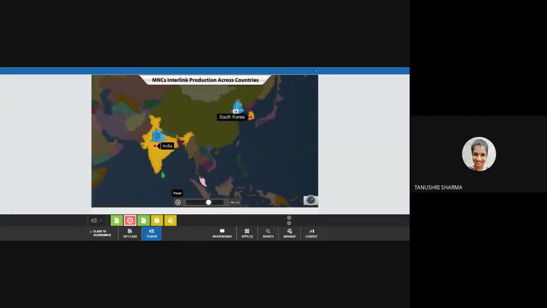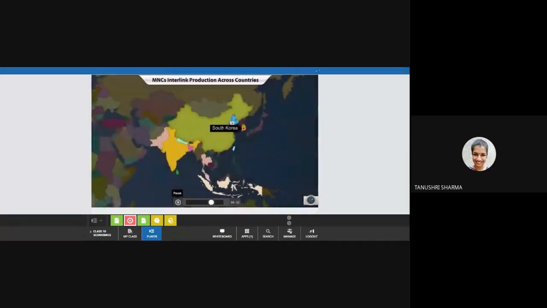The MNCs spread their manufacturing units by setting up assembly plants. In such cases, the individual parts are transported and assembled in countries which are closer to the markets where these products are to be sold. By spreading their production process across the world, MNCs save a lot, thereby increasing their profits.